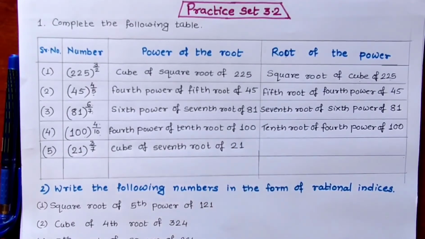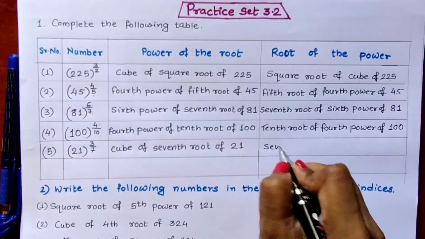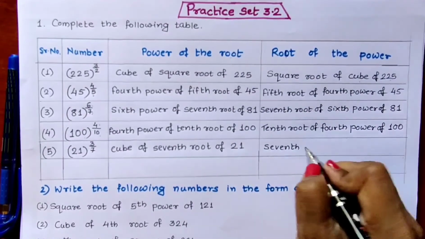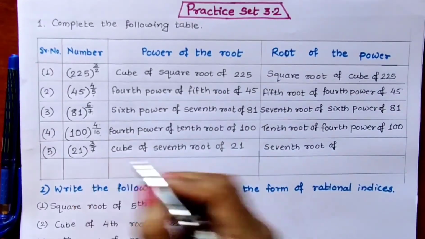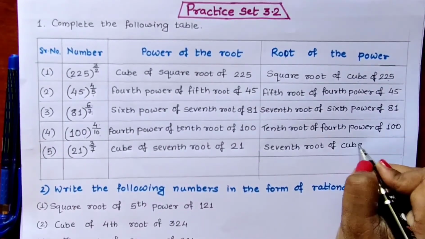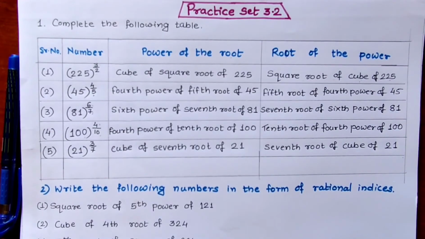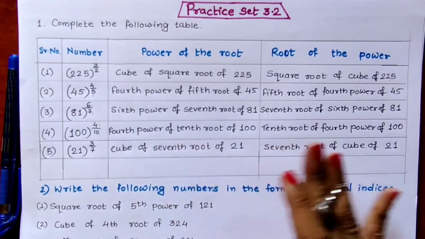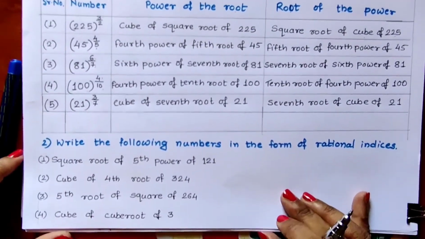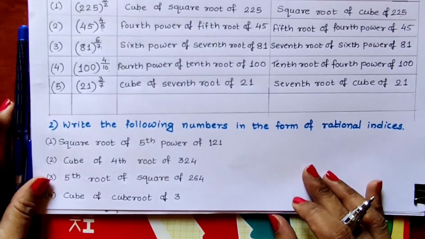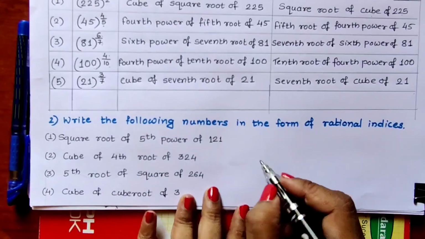21 is our base. Now we have to write the root first. So that means 7th root of, power is 3, that means cube of 21. So in this way we can write it in the word form. Now in the second question, we have been given questions in the word form. We have to express it in the index form. So let us see how to express it.